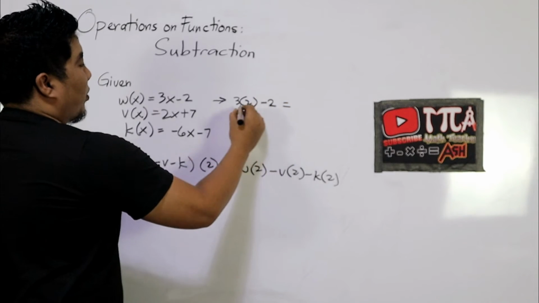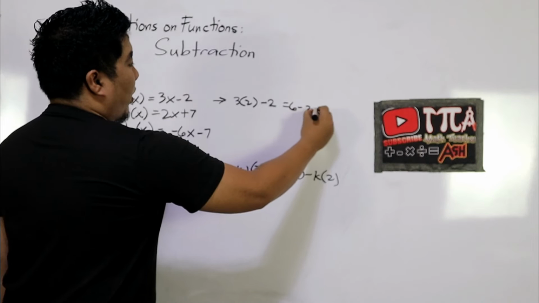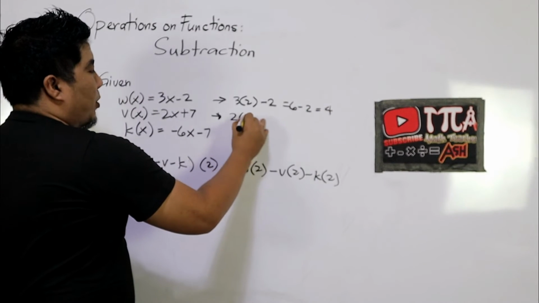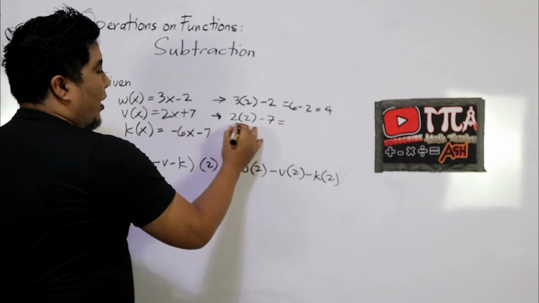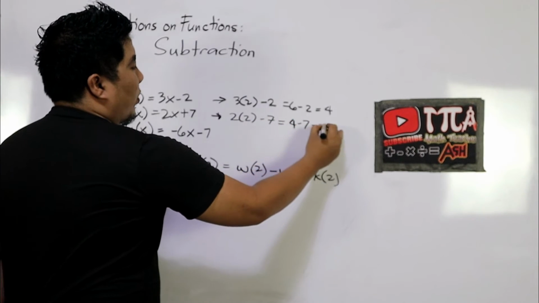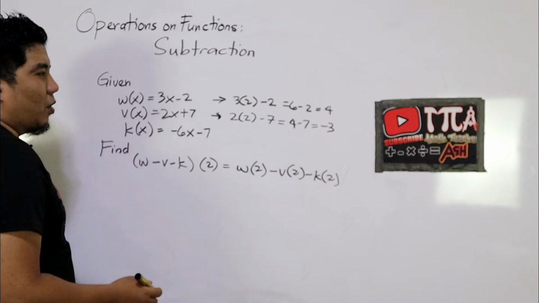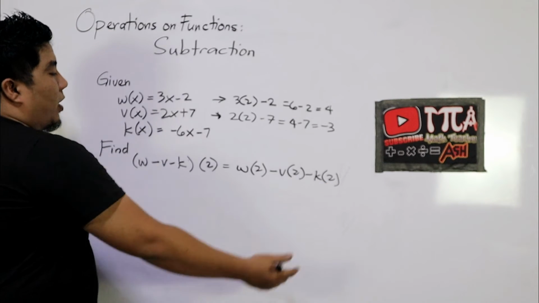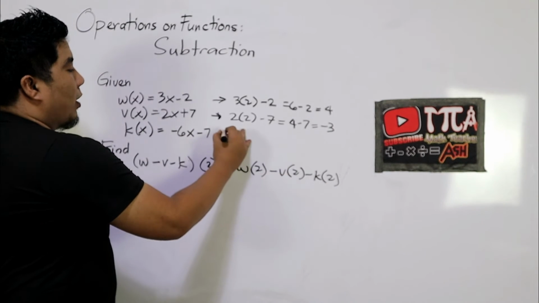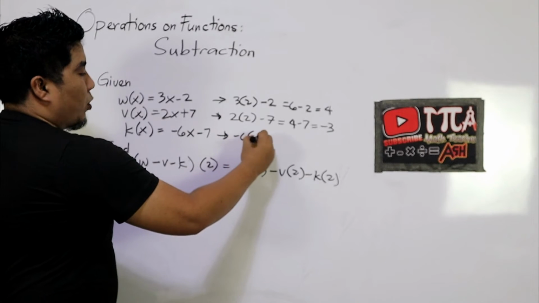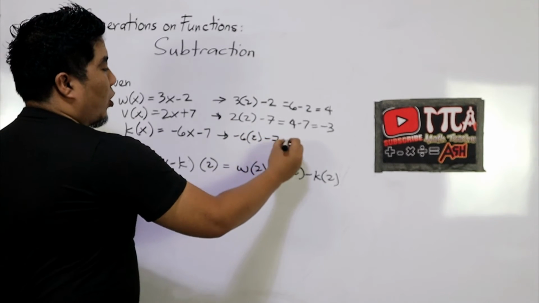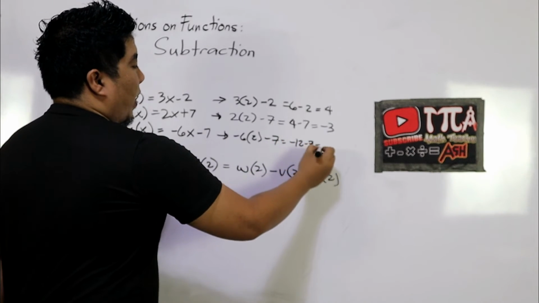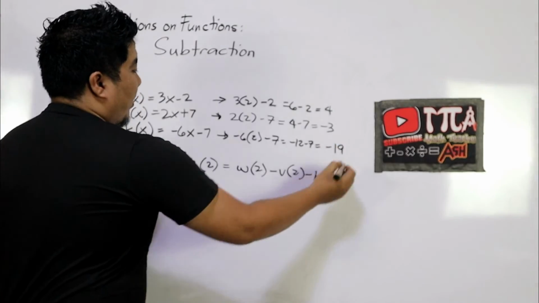Okay, so here we have 3 times 2 minus 2. So the answer for that is 6 minus 2, which is 4. Now for the next function, so we have 2 times 2 minus 7. So that is 4 minus 7, and that will give us negative 3. Alright. Now, how about k of x, in which our x is 2. So that will give us negative 6 times 2 minus 7. So, negative 6 times 2, that is negative 12 minus 7, and that is negative 19.